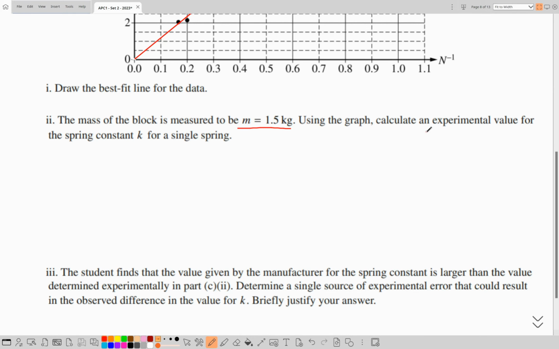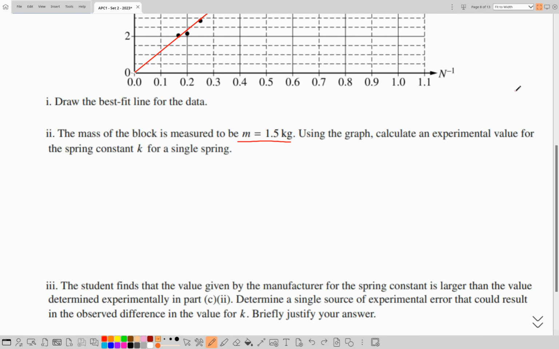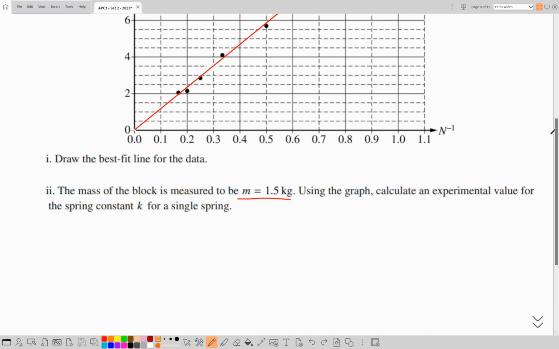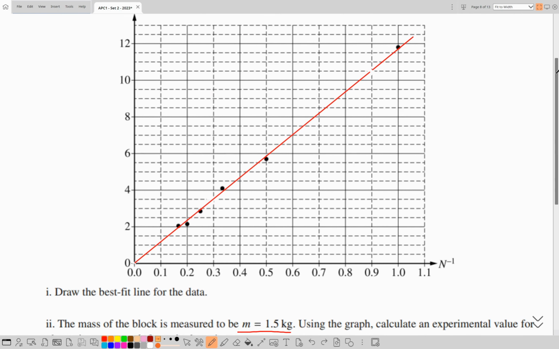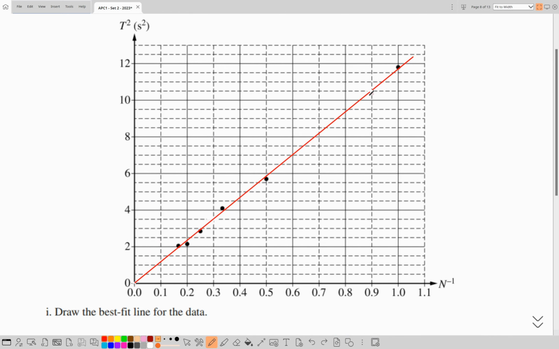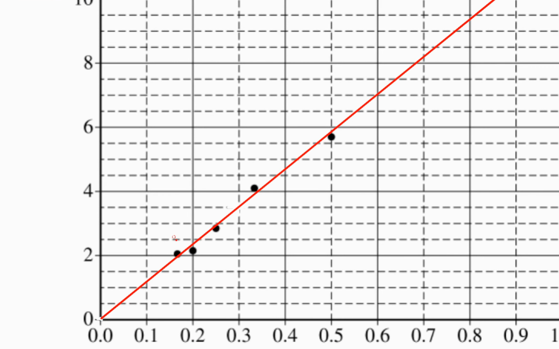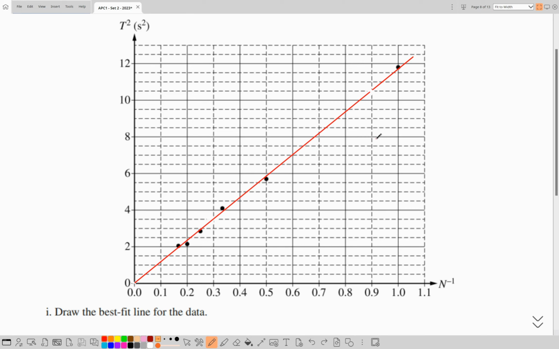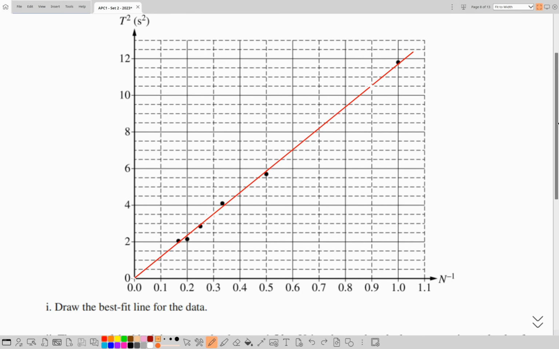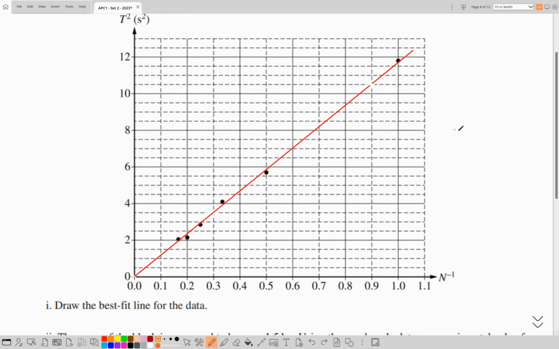Using the graph, we need to determine the slope because we're plotting t-square as a function of 1 over n. Calculate an experimental value for the spring constant k for a single spring. Whenever we need to determine the slope, we need to choose 2 points. You cannot choose points that are pre-located for us, because we're doing experimental measurements. So we need to use new points.